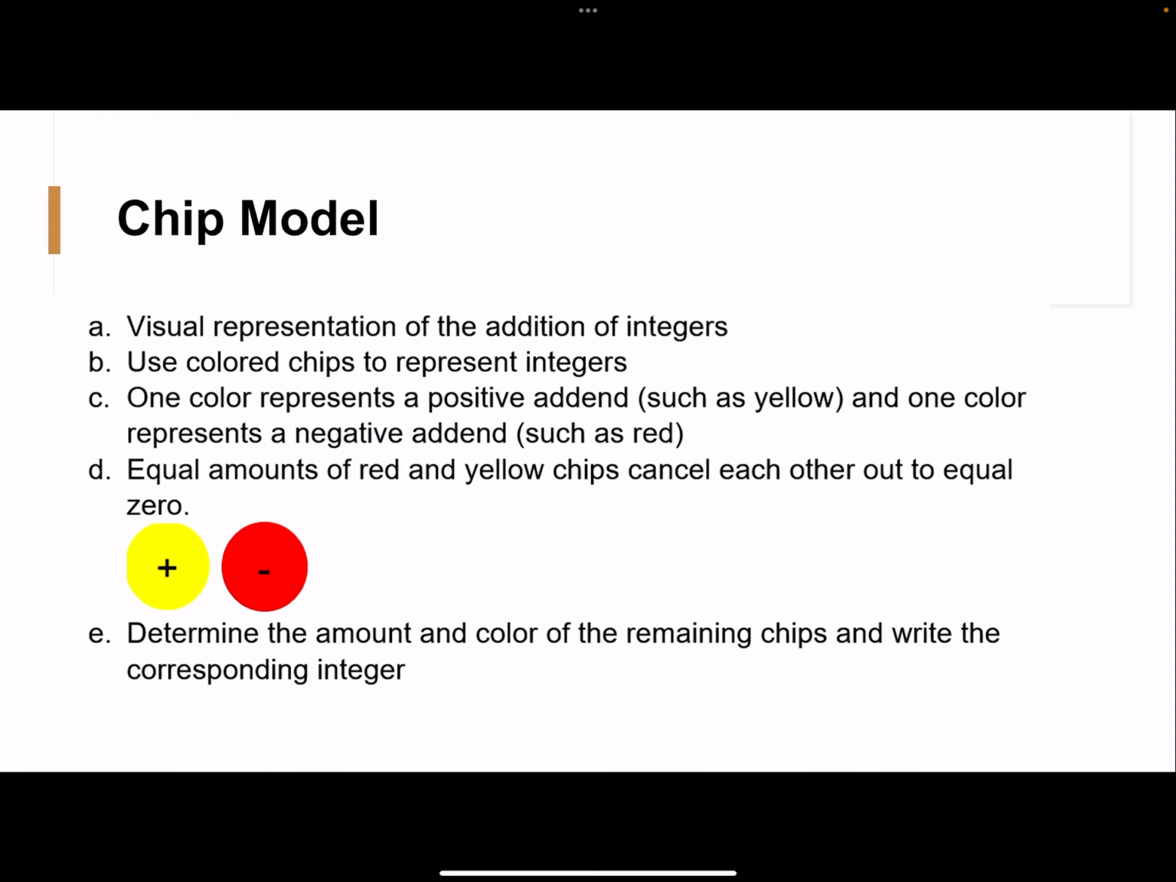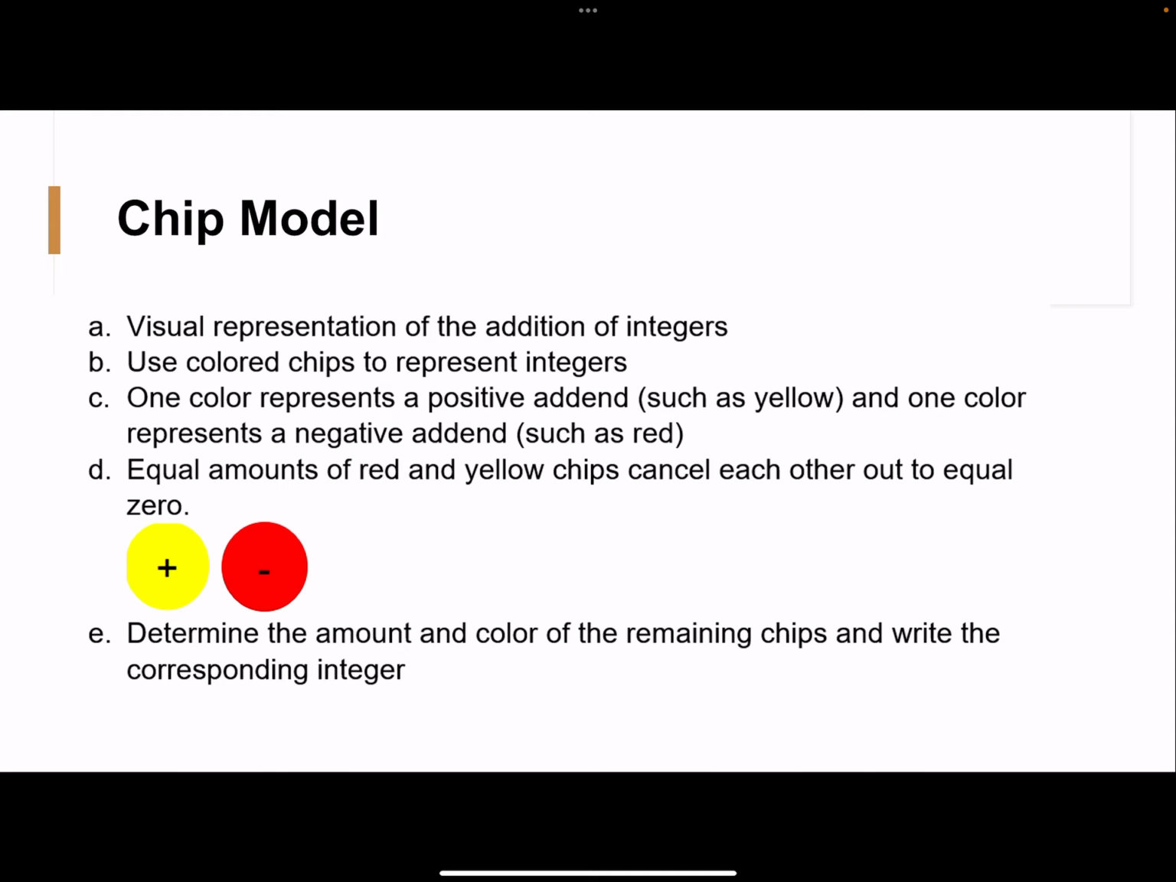And you can see in my example that I have chosen the yellow chip to represent a positive add-in, and I've chosen a red chip to represent a negative add-in. Now, as you're doing this, in order for us to be able to correctly teach students to add integers, they're going to have a good idea about how to make zero with these chips.